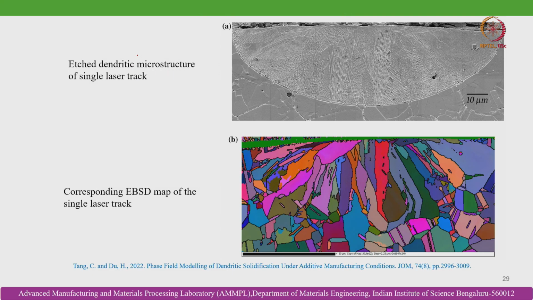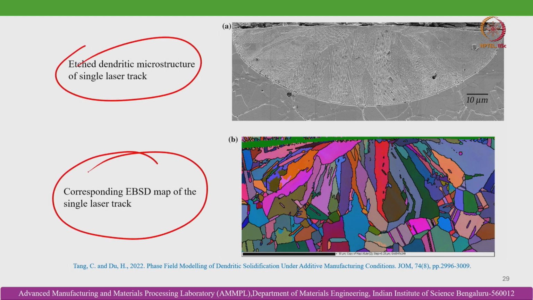Okay. So, these are the typical etched dendritic microstructures of a single laser track in laser powder bed fusion, and this is the corresponding EBSD map of the single laser track, where you can very well see the epitaxial growth. So, this is epitaxial growth of columnar dendrites or cellular dendrites.